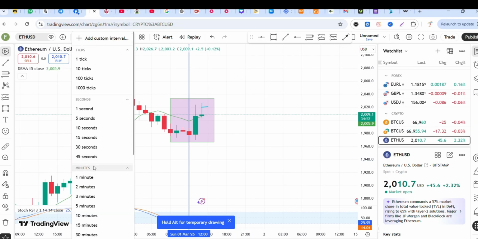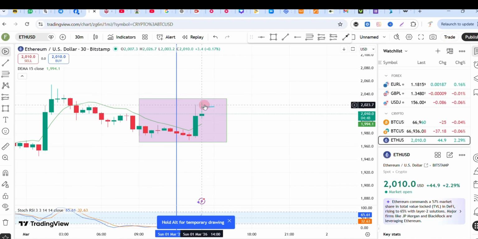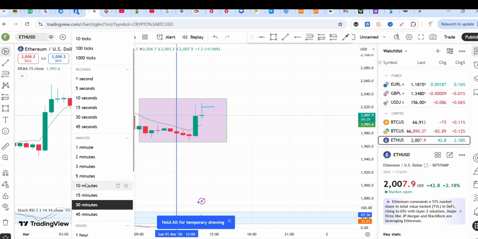Now let's go to 30 minutes. So in the 30 minutes, you're still seeing a wick, right? So that means this move happened still on this candle. So this is 30 minutes. Now this 30 minute candle is going to finish in 4 minutes and 34 seconds, right? So 4 minutes 34. We go to the 15 minutes.